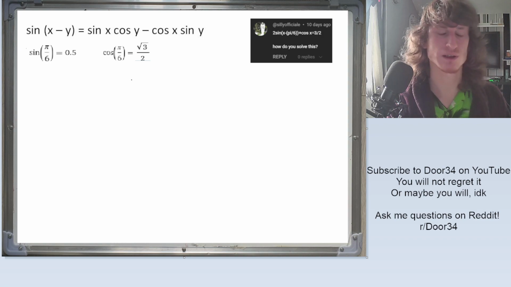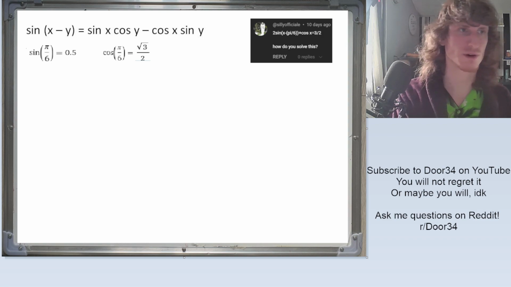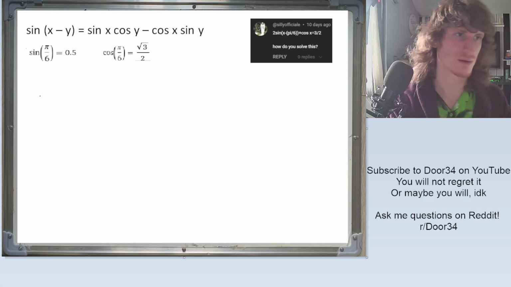So the answer to that is we're going to use this trig identity here. That's sine of x minus y is equal to sine x cosine of y minus cosine of x times sine of y. And I've just given some particular values here. So that's sine of pi on 6 is a half, and cosine of pi on 6 is equal to root 3 on 2. Alright, so let's get into chipping away at this equation.